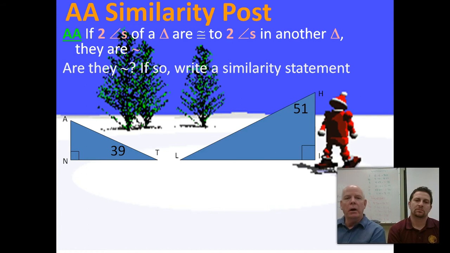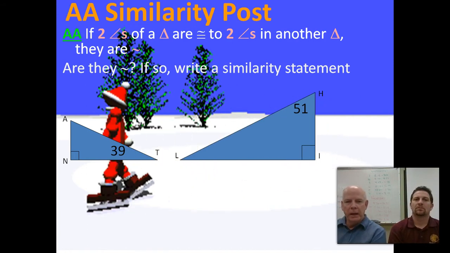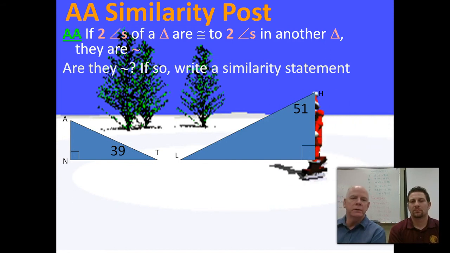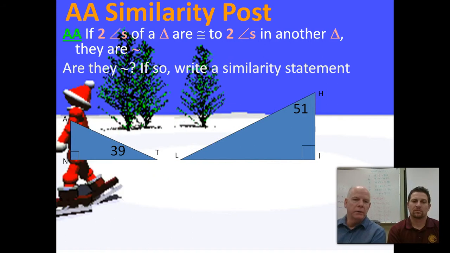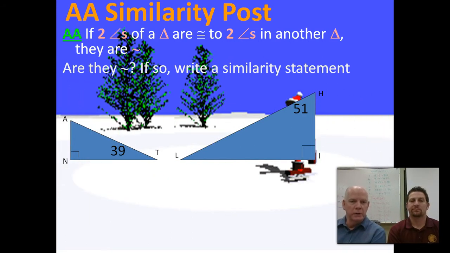And so, are these 2 triangles similar to each other? Triangle ANT and HIL. If we look at the 2 angles that are given to us in each one, we have a 90 and a 39 in the small triangle, and so if we subtract the 39 from the 90 that's left over, we would get 51 degrees for angle A.